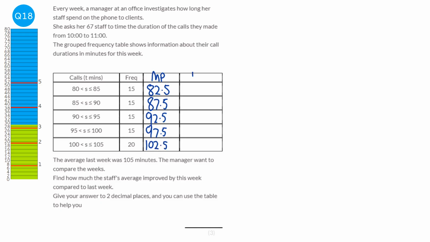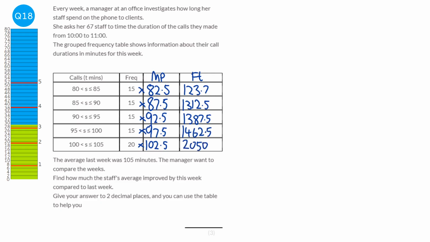Next we need to find the ft, which is just the frequency times the duration of calls. Now in this first group we're not timesing it by 80 to 85 or anything like that, we're timesing it by the midpoint, so our midpoint effectively becomes the t. So we're going to do 15 times that, which will be 1237.5, and we're just going to keep going and multiplying each of these together. And then finally 2050.